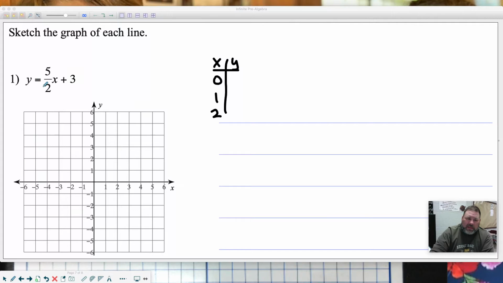Don't let this fractional coefficient right here throw you off, okay? It's okay if it turns out to be a decimal or a fraction, okay? So I'm going to start off: Y equals 5/2 times 0, because I'm plugging in this 0 for X. And so that gives me Y equals 0 plus 3, or just 3.